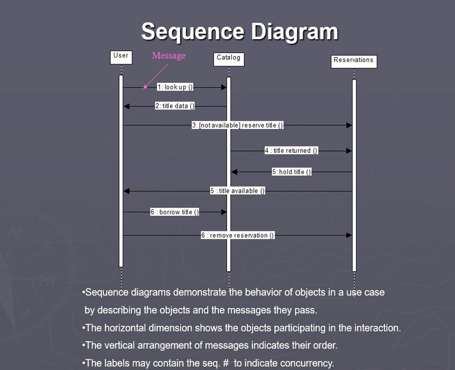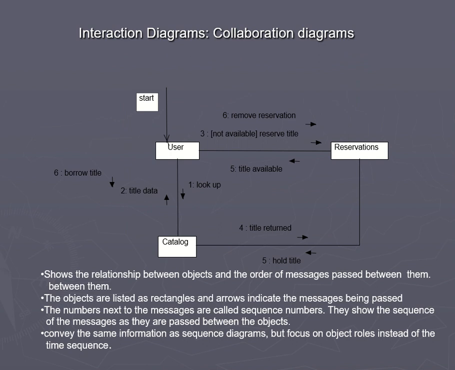The sequence diagram demonstrates the behavior of objects in a use case by describing the objects and the messages they pass. The horizontal dimension shows the objects participating in the interaction. The vertical arrangement of messages indicates their order. The label may contain the sequence to indicate concurrency.